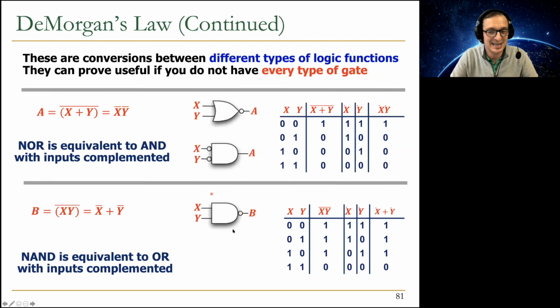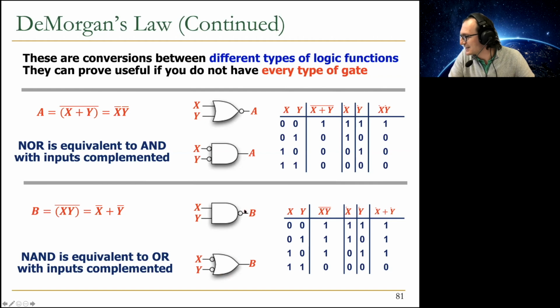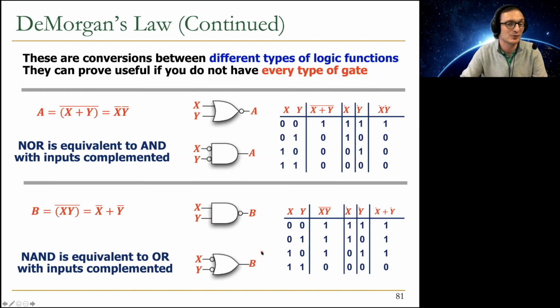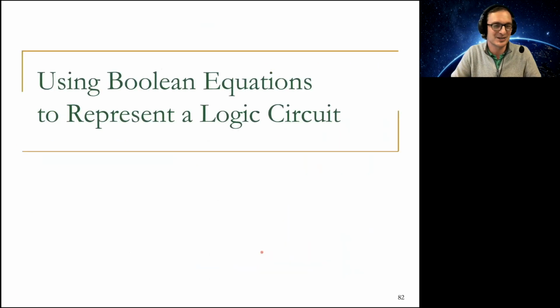This is our NAND gate, which we have seen many times before. And it's equivalent to this. Inputs complemented and then an OR, right? So you can see that we're pushing bubbles. You push the bubble over here, you complement these, you change the type of gate. So this is basic Boolean algebra from 1847. It's very fundamental, as you can see.